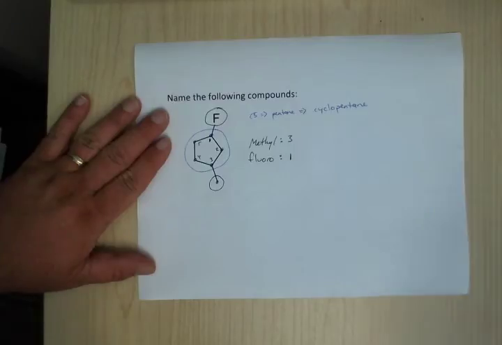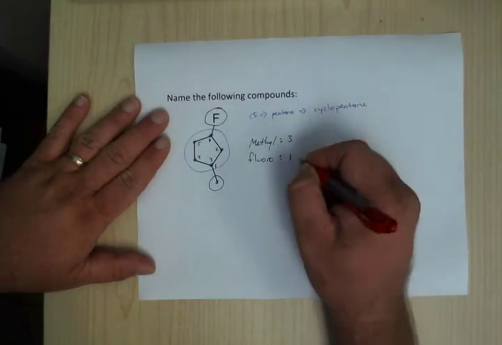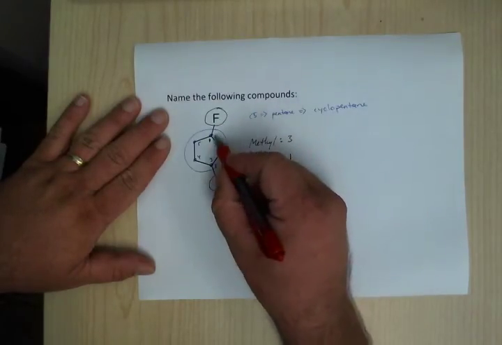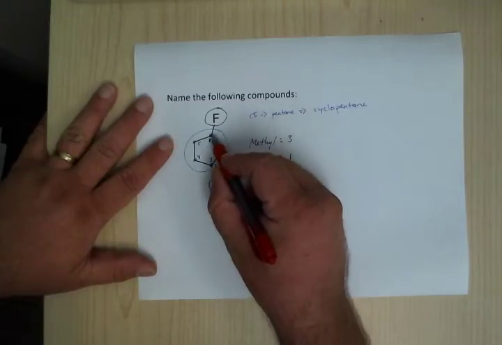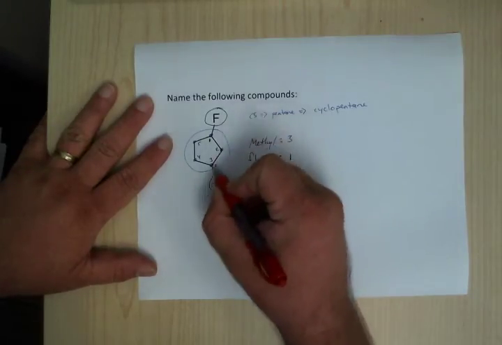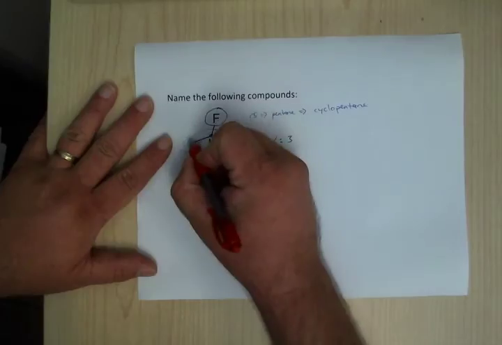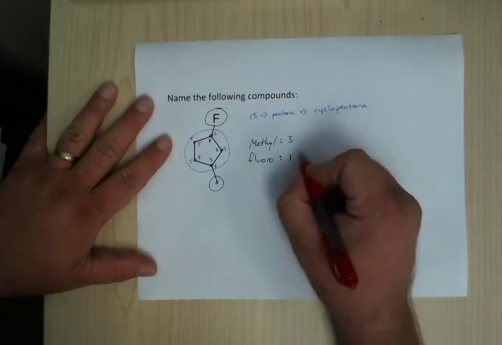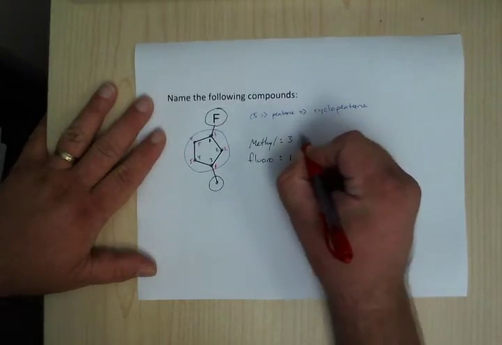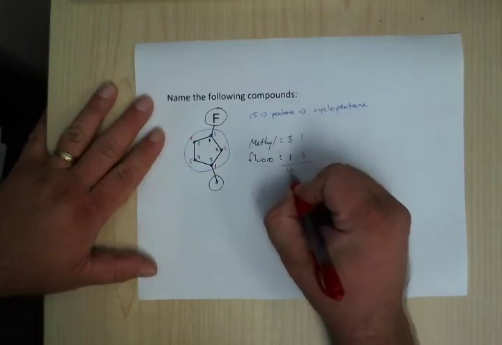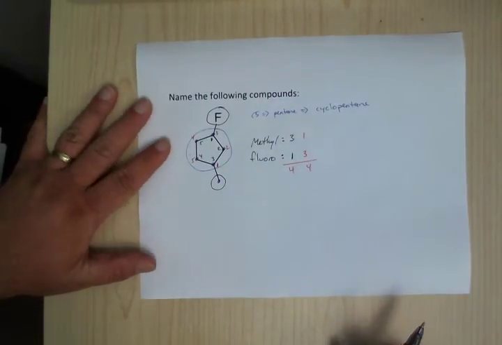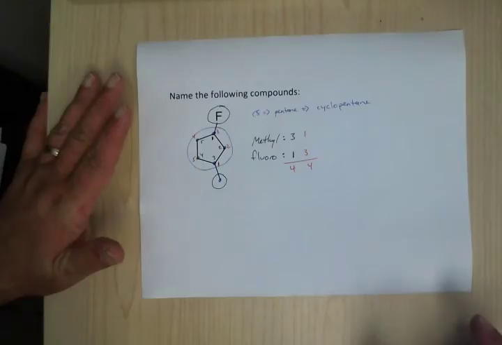The other option would be to make this methyl 1. Again, the nearest side chain neighbor is right here, so the quickest way to get there is to go counterclockwise around. So 2, 3, 4, 5 like that. So now it becomes 3 and 1. So you add them up, there's 4 and 4, and then there's a tie. Now there's no other way to break this tie.